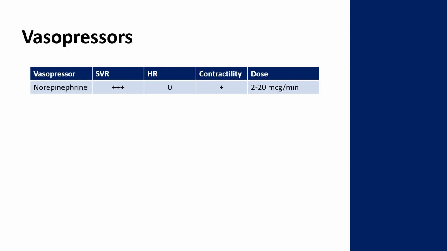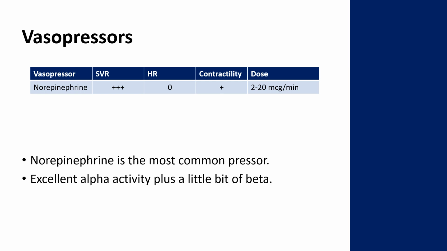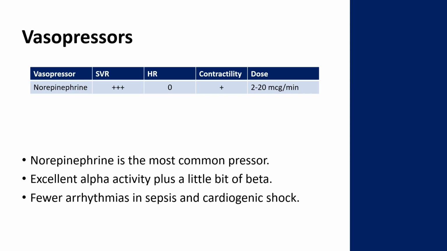The first one I'm going to talk about is norepinephrine, and it gets 3 pluses for systemic vascular resistance and 1 plus for contractility. Norepinephrine is easily the most common vasopressor that you're going to see over and over again. And we like it because it has really good alpha activity, and it also has a little bit of beta, so it's actually got kind of a good mix. We use it the most, mostly because the data tells us that we should be using it the most.